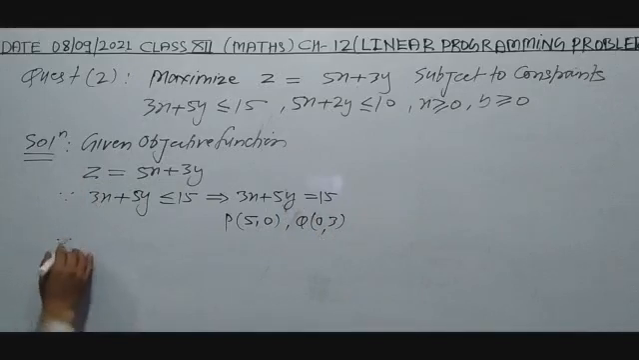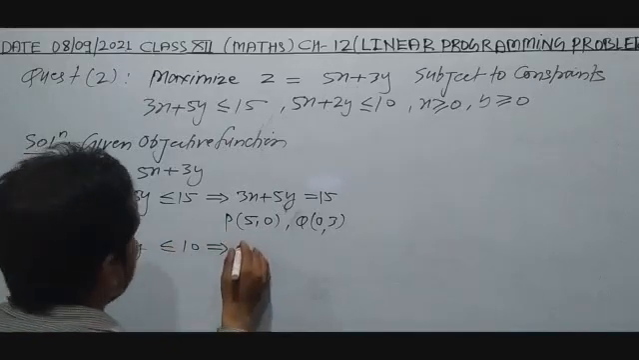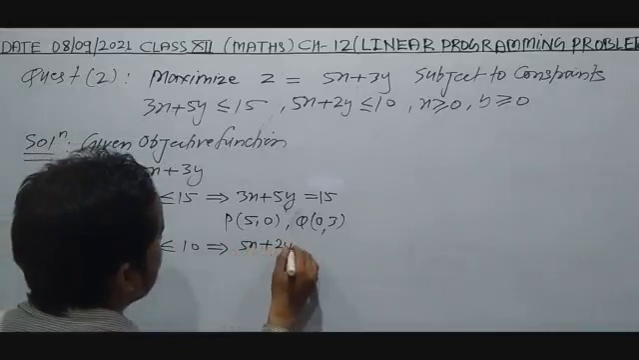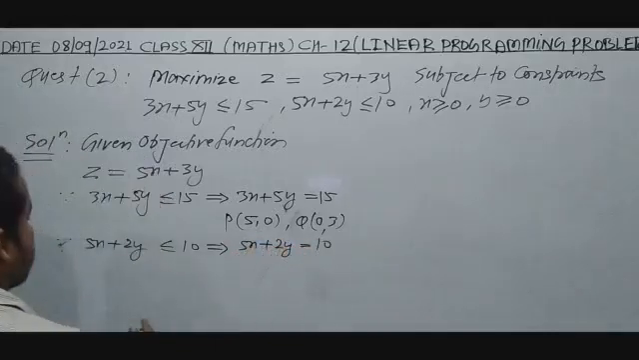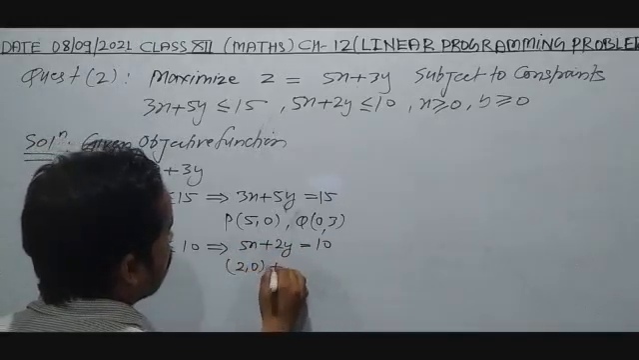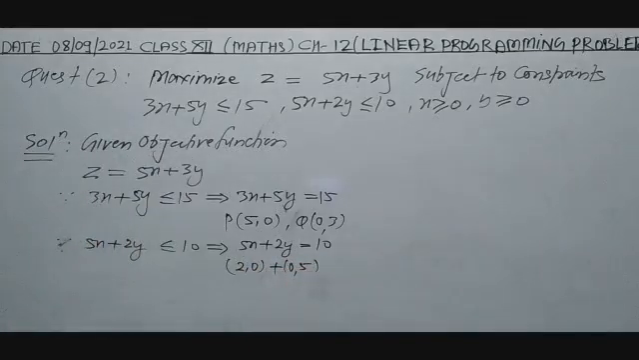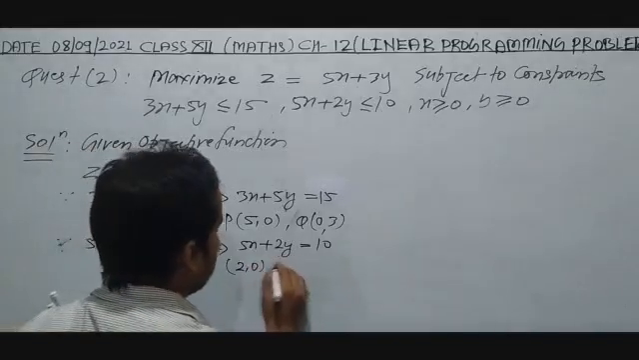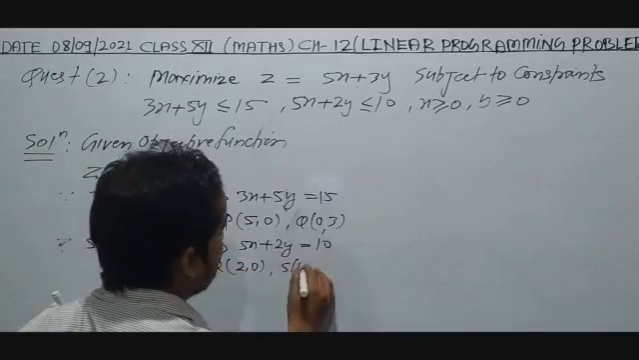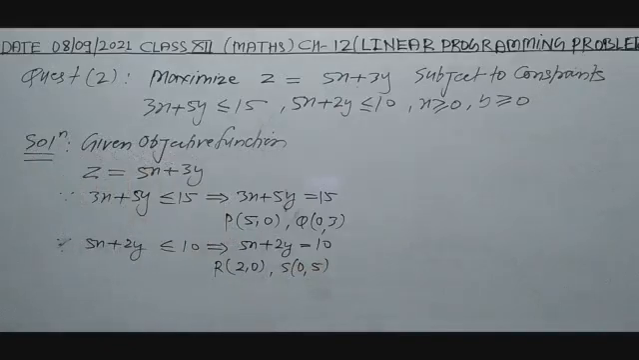Now again the second equation, 5x plus 2y is less than or equal to 10. This implies 5x plus 2y is equal to 10. Now the result will be (2, 0) and (0, 5) will be the points. Suppose this is R and this is S: (2, 0) and (0, 5). Now we have to draw these points.